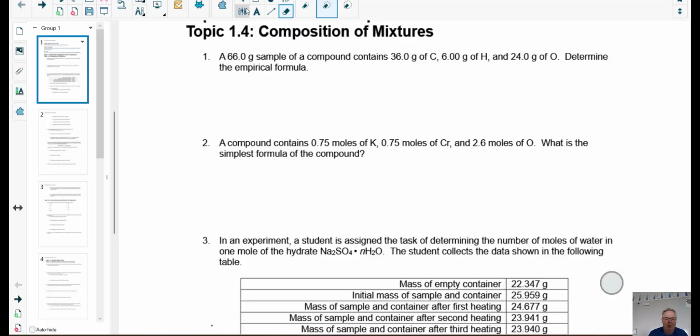All right, so here we go. For problem number one, everything here is given in grams. And in order to do empirical formulas, we just want to convert it all to some form of moles. So instead of being in grams, we want to convert it down to moles.